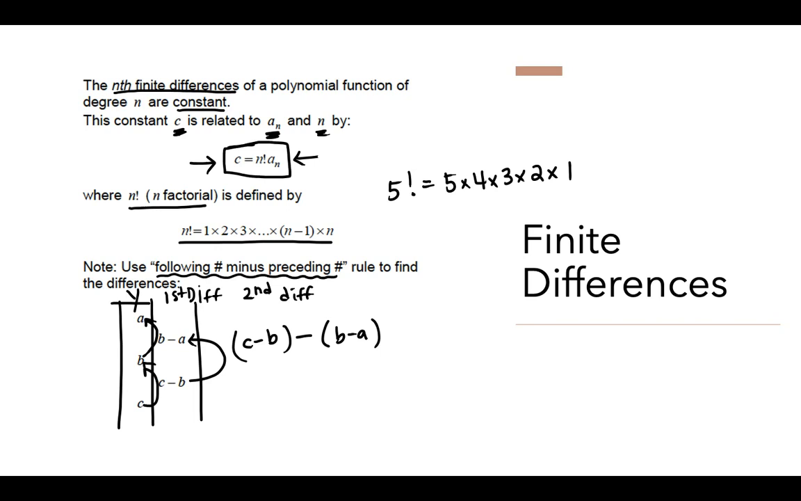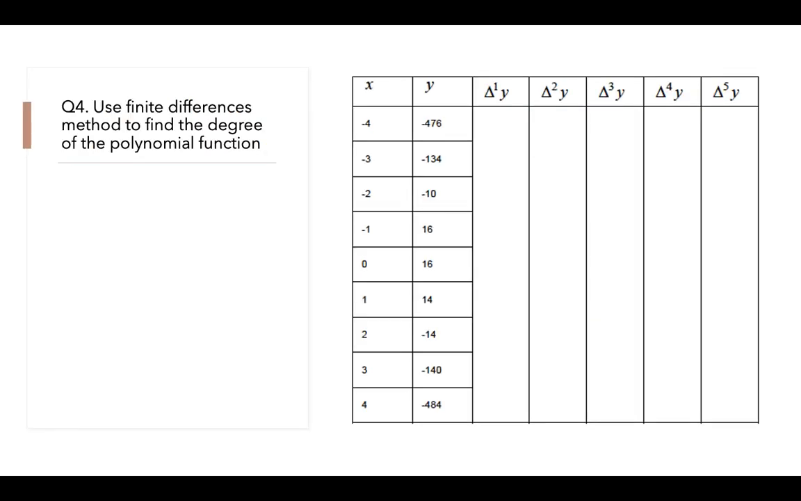Let me show you an example of how you can apply this knowledge. Use the finite differences to find the degree of a polynomial function. We're given x and y values, and we are going to figure out the differences of only the y values. Keep in mind that the x value has to increase or decrease by the same constant. Here it's increasing by 1, so we go ahead and find the first difference. The triangle means a difference, the first difference of the y values.